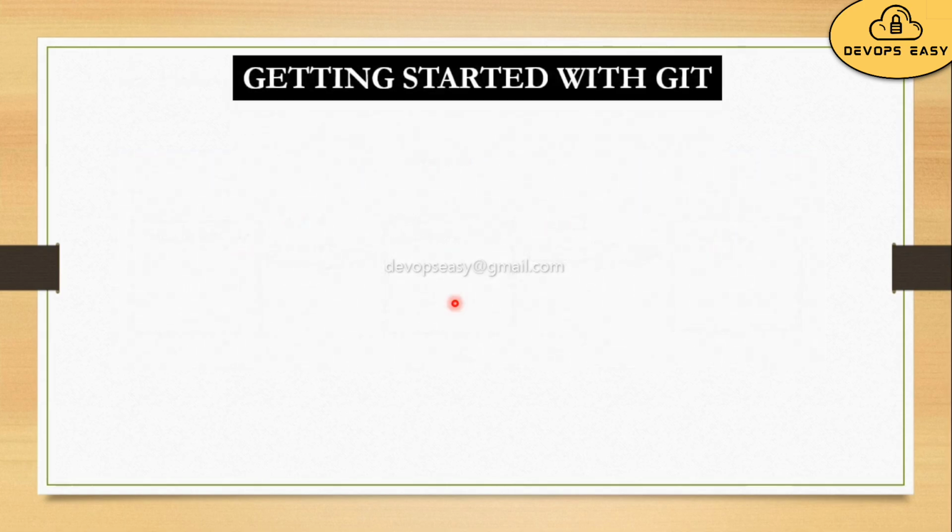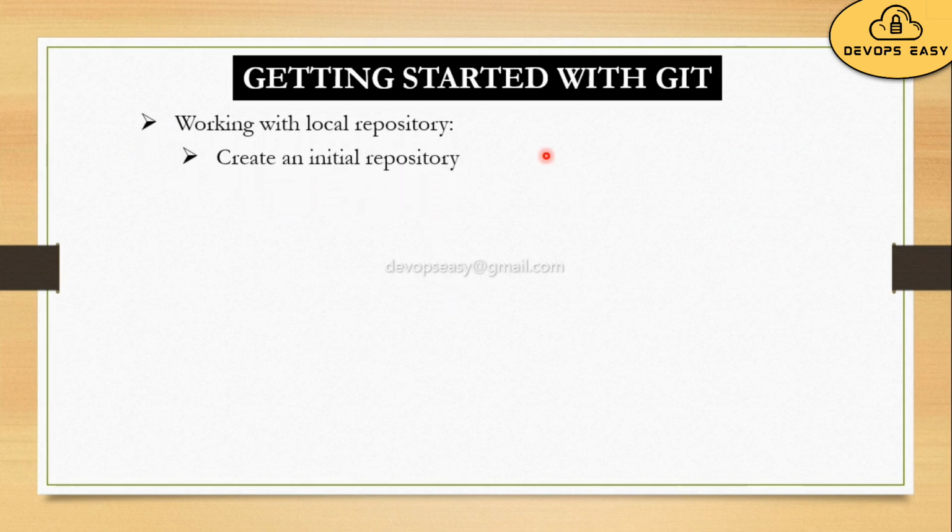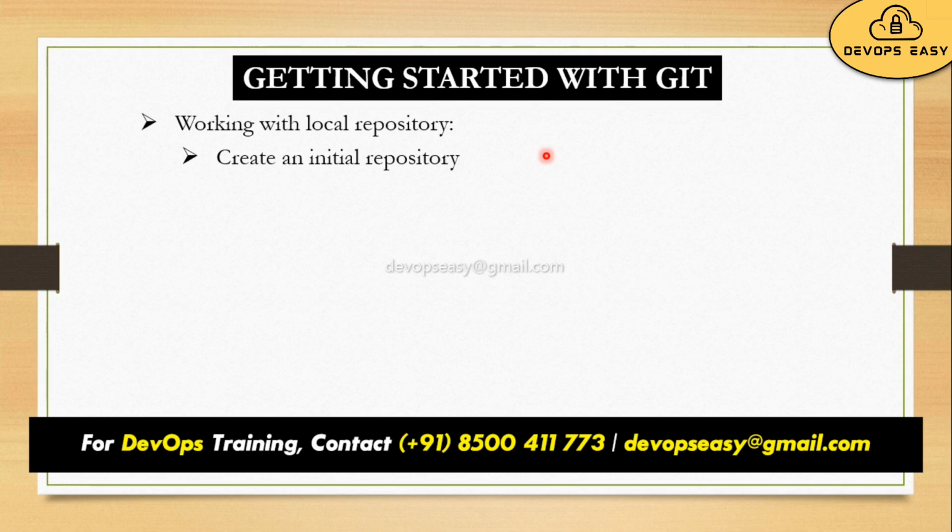Okay, now let's come back. Getting started with Git, working with a local repository. First you need to create a repository. What is this repository? Yesterday we already discussed, right? A repository is nothing but an empty folder. In the Linux world it is called a directory, but in Git it is called a repository.